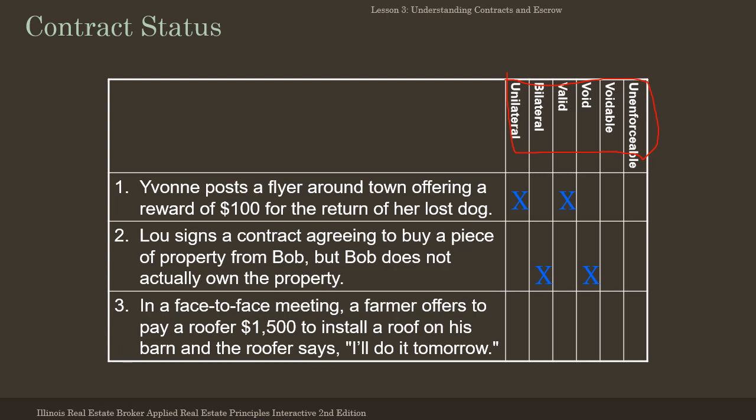In a face-to-face meeting, a farmer offers to pay a roofer $1,500 to install a roof on his barn. The roofer says, yes, I agree, I'll do it tomorrow. So we have a bilateral contract. Both parties are making promises. The farmer agrees to pay the roofer if he does it, and the roofer agrees to do it. If either of them doesn't do what they're supposed to do, they can be held in breach of contract. And then we would call that probably a valid contract.